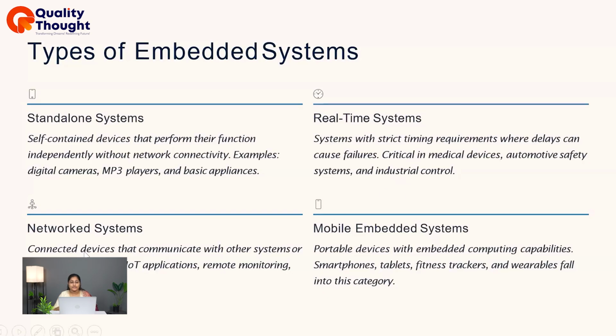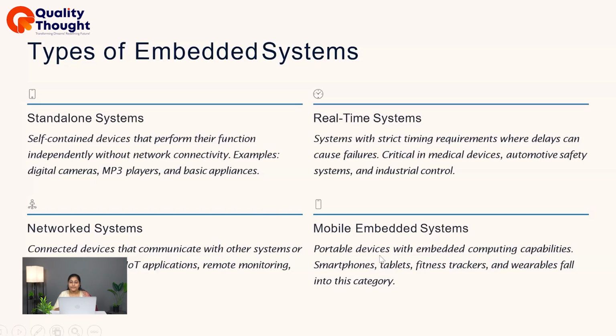Coming to the networked systems, these are useful for cloud integration and IoT applications, and they are connected devices that communicate with other systems through the internet. So that is called the networked system. The thing is, there has to be a connection to the internet. That is why we call it the Internet of Things.